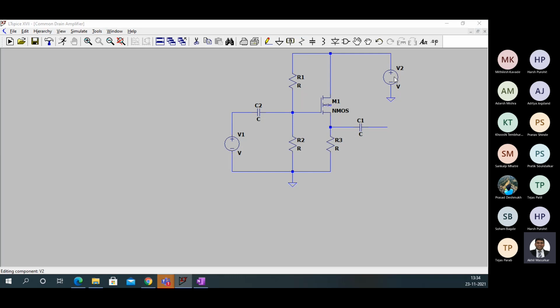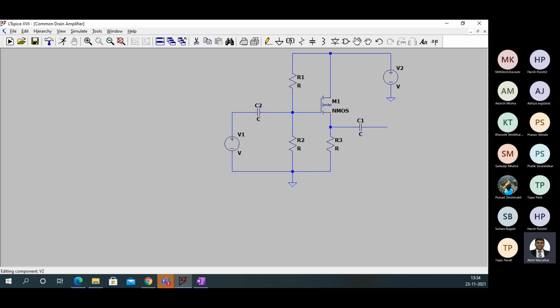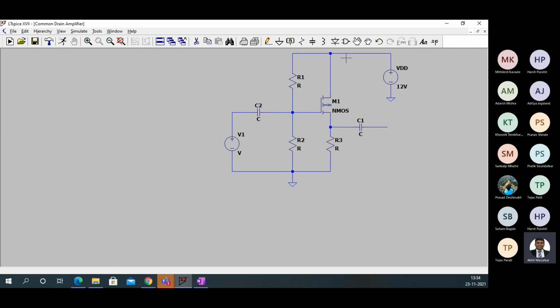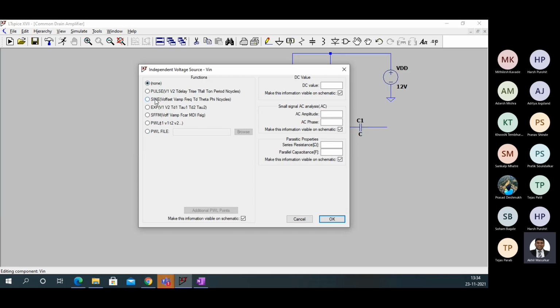So this is 12 volts. This is our Vin. And we'll make this a sinusoidal input, and let's keep it as 50 millivolts and 1 kilohertz.